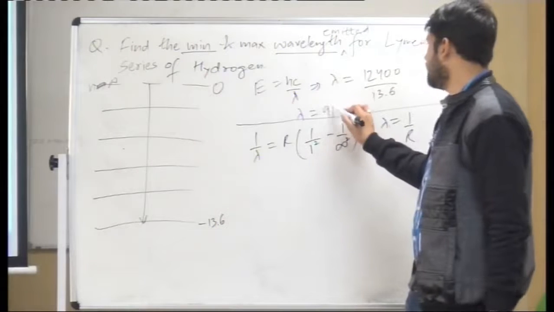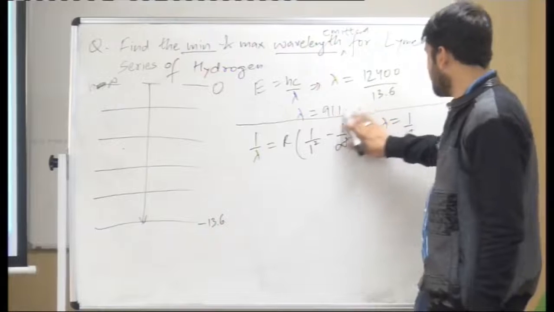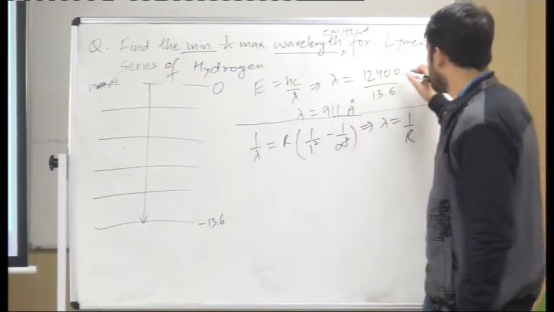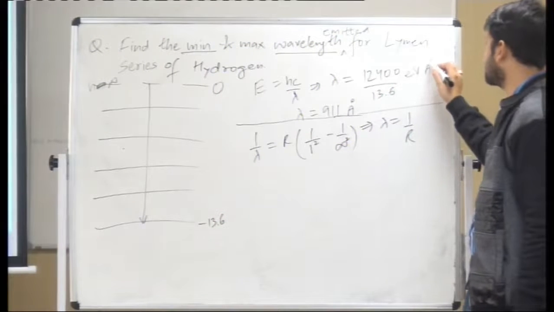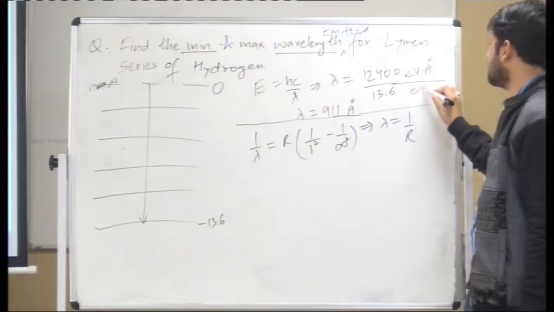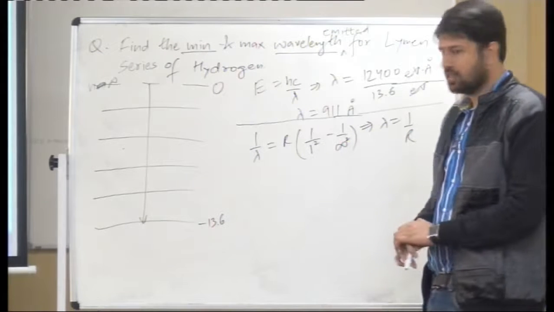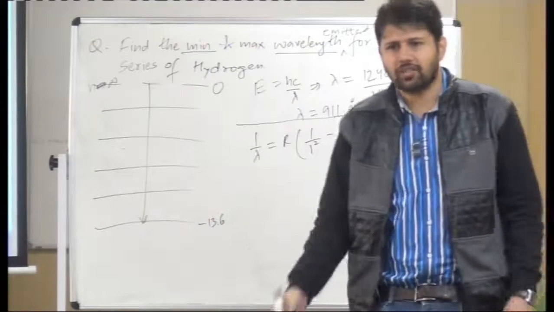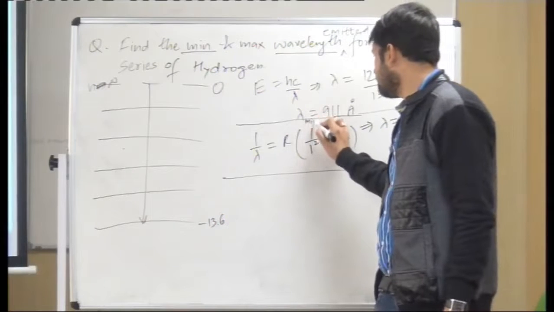This is 91.1 nanometer, or actually it would be in angstrom, 911 angstrom. Why? Because the numerator is eV angstrom and the denominator is in eV, so only angstrom units remain. So this is 911 angstrom. From this one as well you would find it as 911 angstrom. This was lambda minimum.